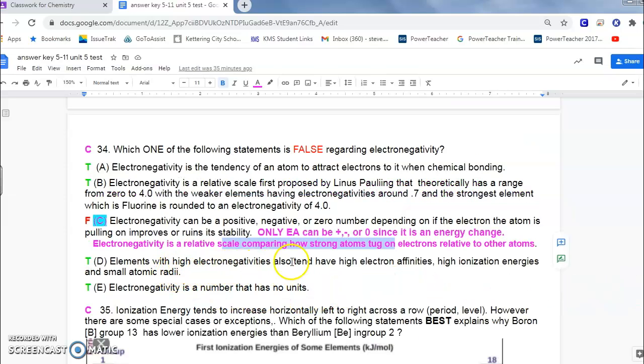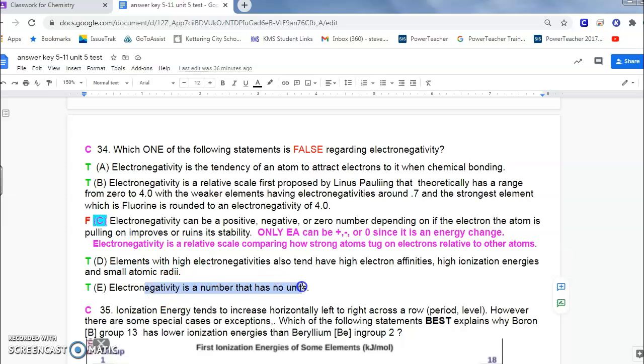Letter D, elements with high electronegativities have high affinities and high ionization energies and small radius. In general, that's true. If you have a high electronegativity, you need electrons, which means you have a high affinity for them. If you're good at pulling other electrons, it means you're good at pulling your own electrons, high ionization energy. Ionization energy is how tightly you pull your electrons. Small atoms are better at pulling, so they would have high electronegativities.